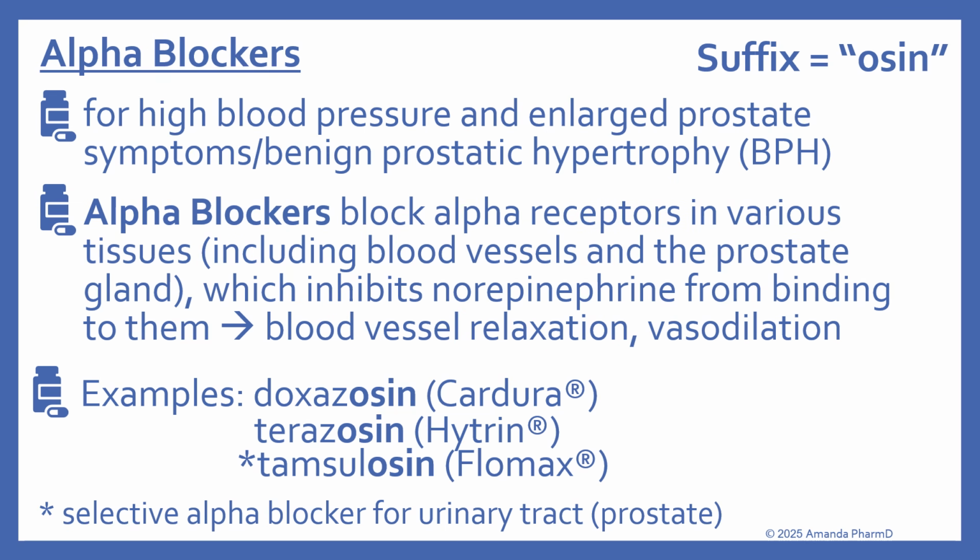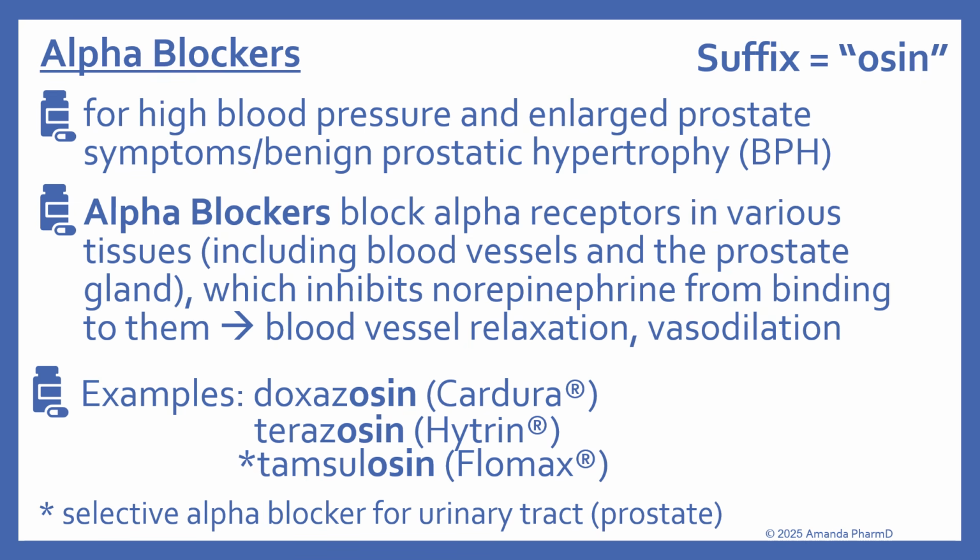And then there are the alpha blockers. These are for high blood pressure and enlarged prostate symptoms, or benign prostatic hypertrophy, BPH. The alpha blockers block alpha receptors in various tissues, including the blood vessels and the prostate gland, which inhibits norepinephrine from binding to them. So this causes blood vessel relaxation and vasodilation.